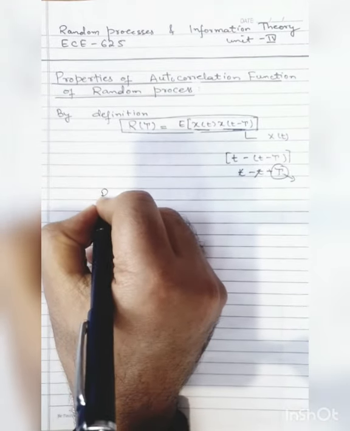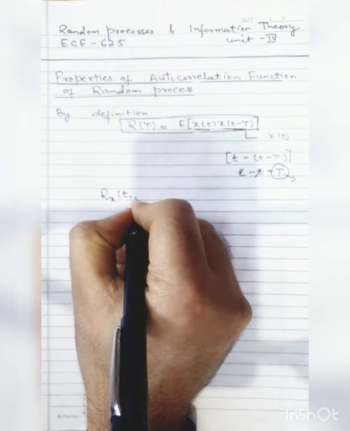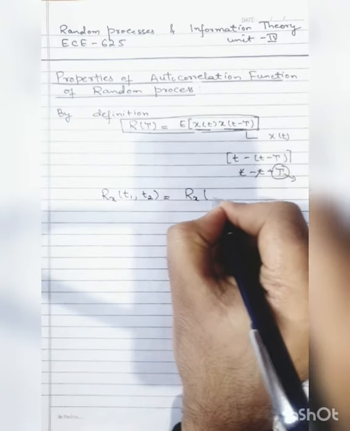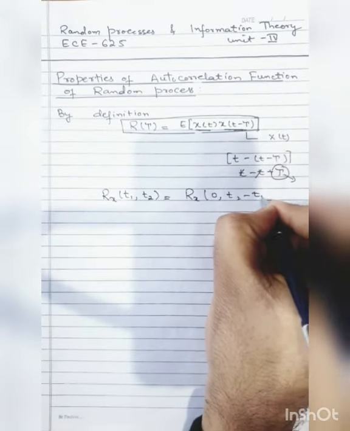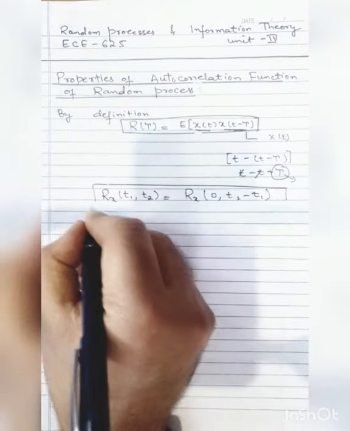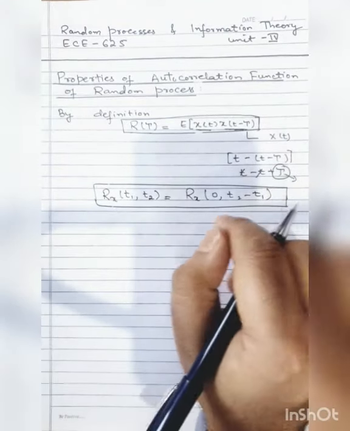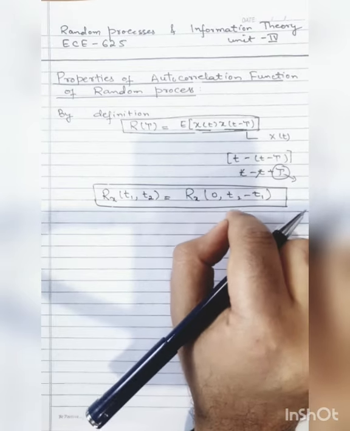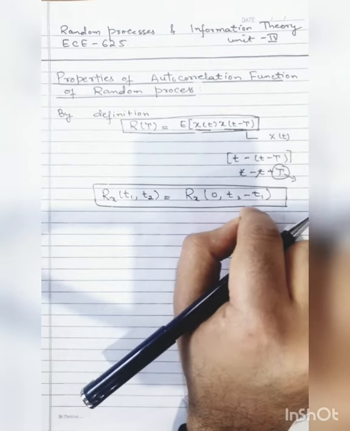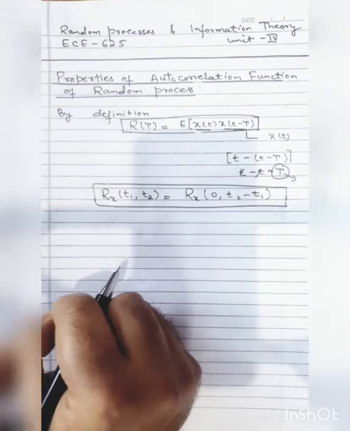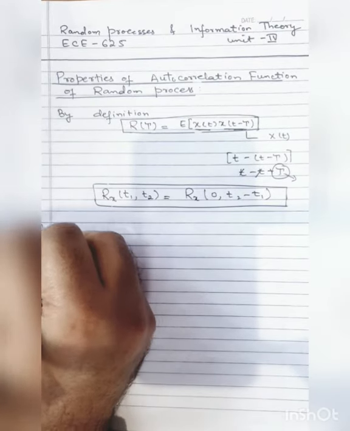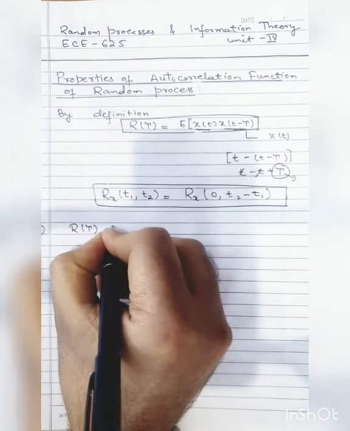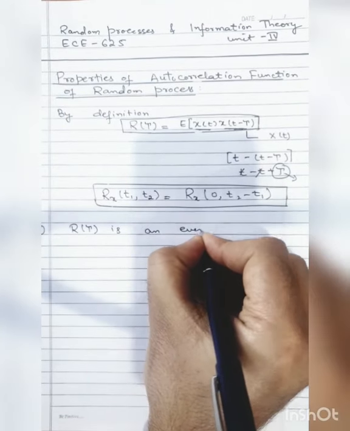Similarly, as discussed previously, t1 minus t2 or t2 minus t1 will also be dependent on the difference. So you can say your autocorrelation function always depends on the time difference and not on the origin of time. That is one of the most important properties you should remember. Now, starting with the first property of the autocorrelation function: the first property is that R of tau is an even function of tau.